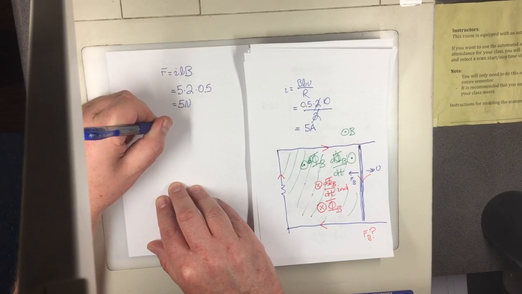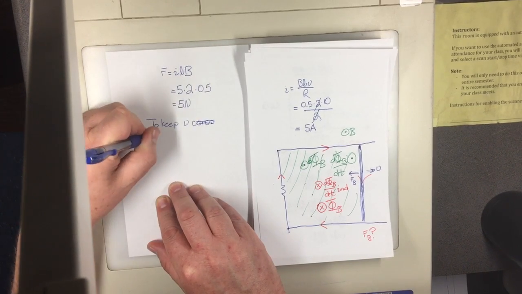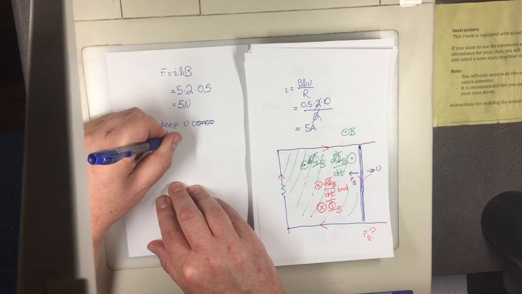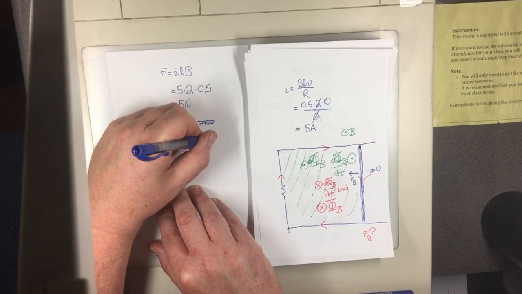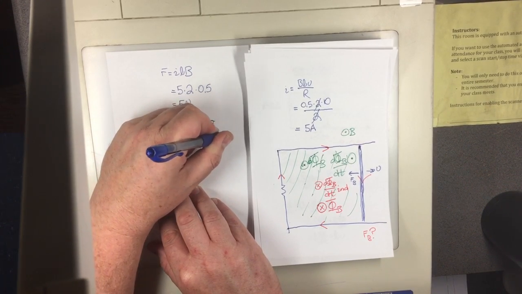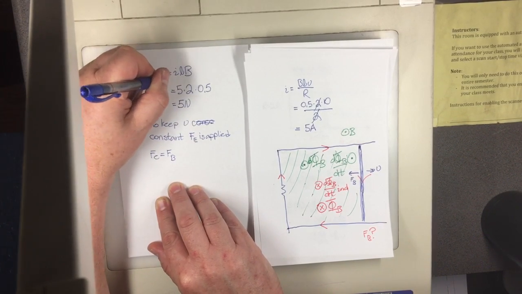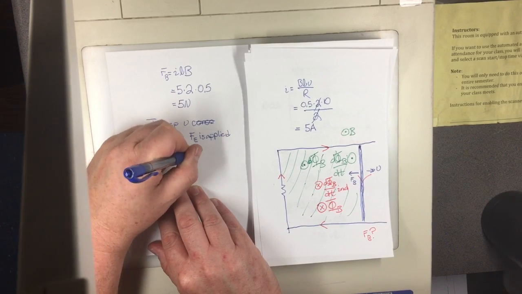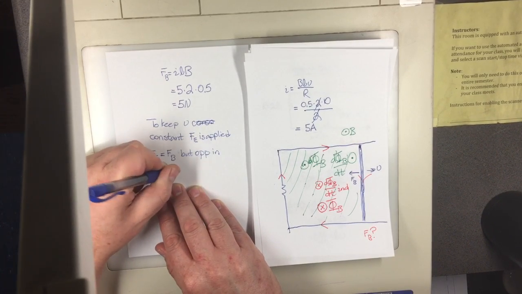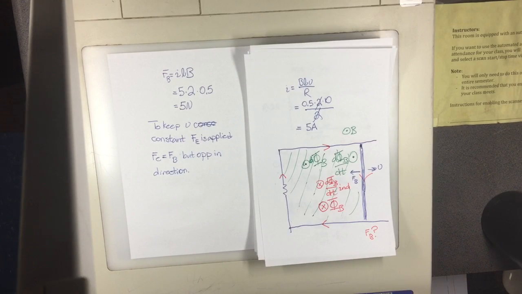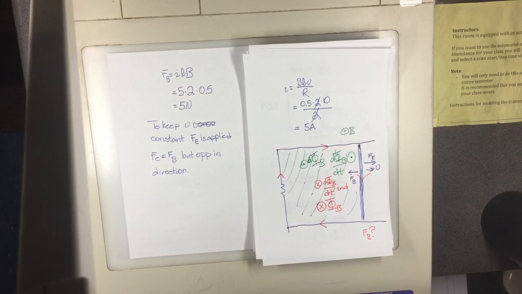To keep V constant, an external force Fe is applied. Fe is equal to Fb, but opposite in direction. So in order to keep this bar constant, the Fe must go in that particular direction.